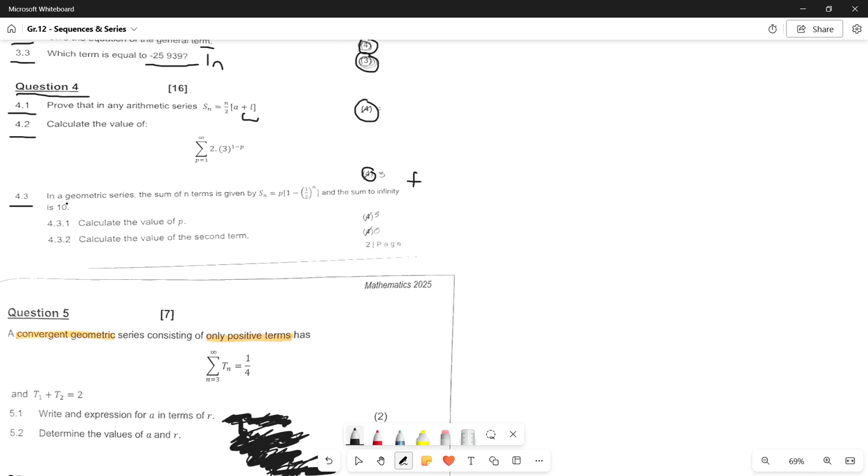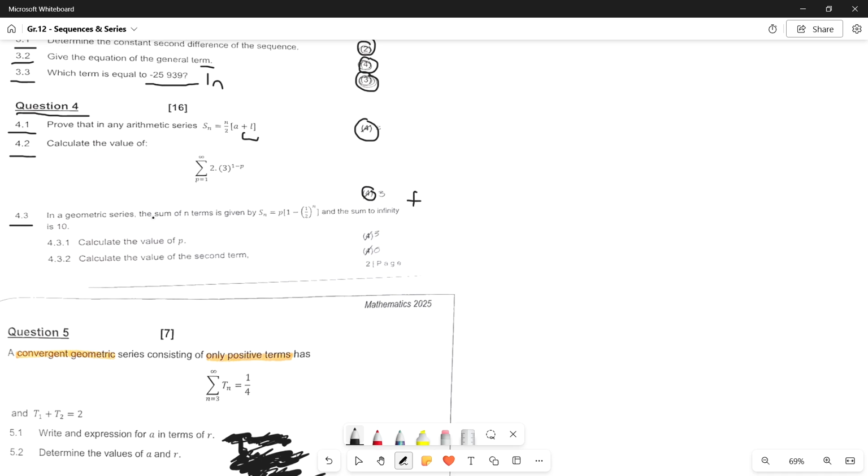And then 4.3 says, in a geometric series, the sum of n terms is given by Sn equals p, brackets, 1 minus, brackets, half, brackets, to the power of n, close square brackets. And the sum to infinity is 10. So we have two different things that we're working with for an algebraic type question. So 4.3.1 says, calculate the value of p. So p over here is unknown.